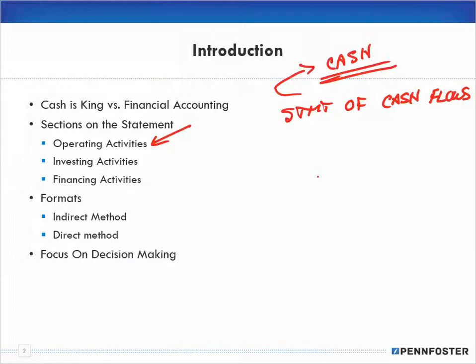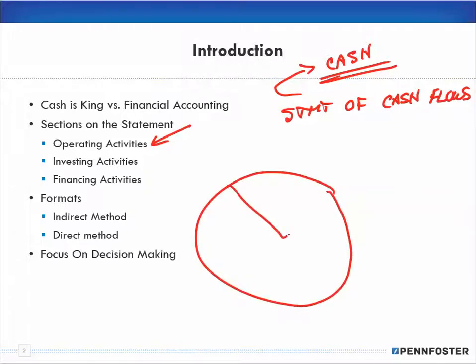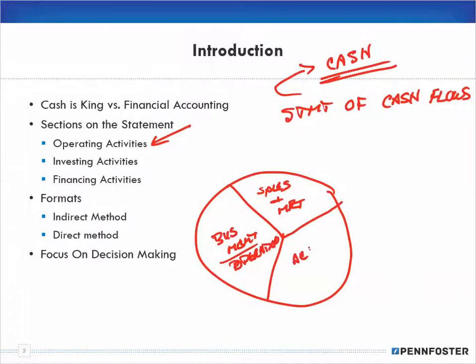If you'll recall from one of the previous videos, I said I think about business in three different areas. One is sales and marketing. The other is business management, and business management is the operation aspect of it. And then there's accounting and finance.